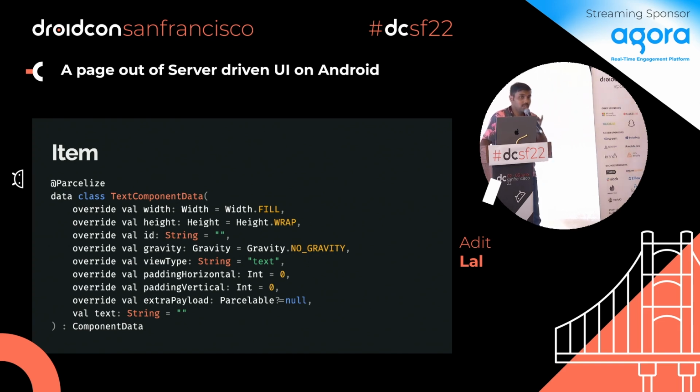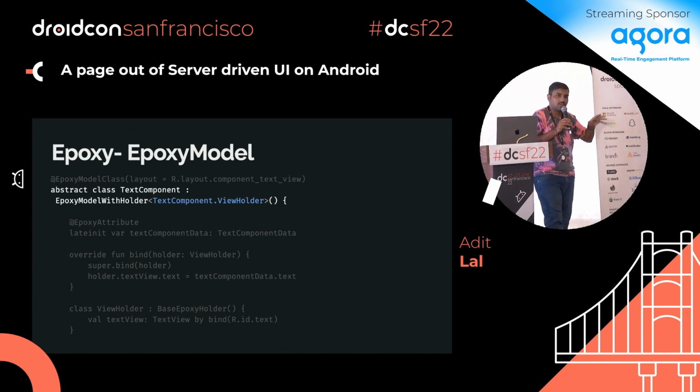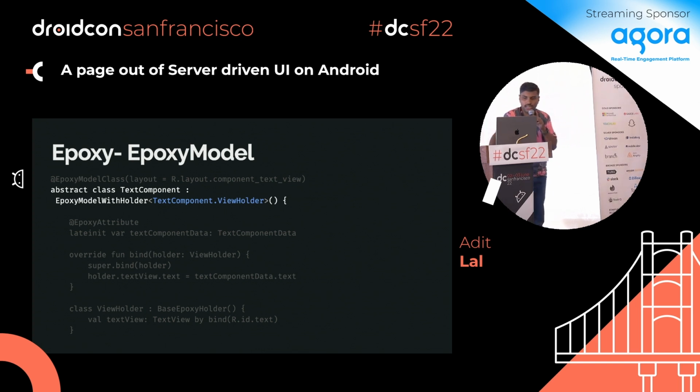Now, coming to the epoxy part of things, right? This is where the fun starts. So we have an abstract class. Obviously, epoxy works on annotations, and then it auto-generates a lot of code for you. What I've done here is it follows the same view holder pattern of a recycler view. Again, it's based out of a recycler view. It takes a text component and says, this is my view holder. This is what the view holder will look like. It's very similar to you defining your recycler view adapters.